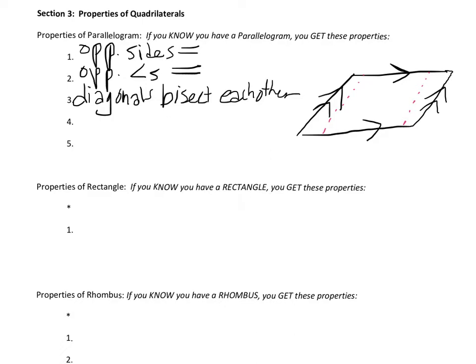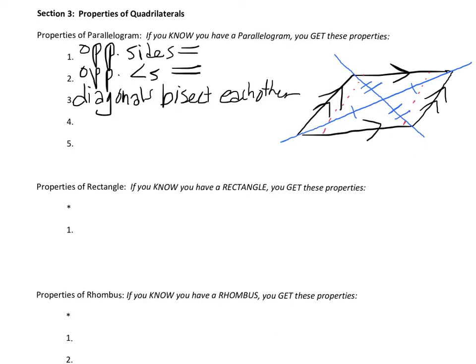This is to say that if I draw a diagonal this way, I draw another diagonal this way, this half is the same length as this half, and this half is the same length as this half. And that also has to do with congruent triangles.